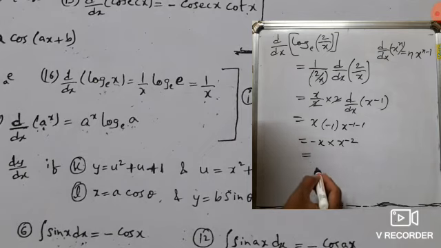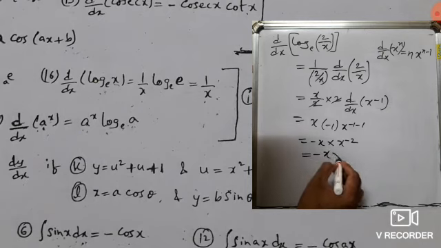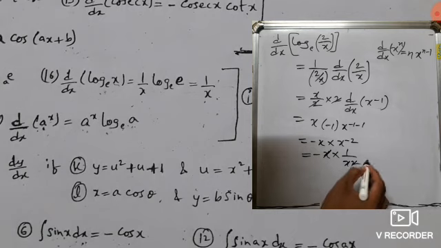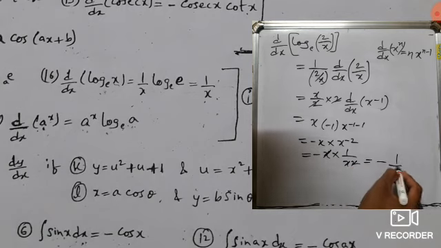So what will the answer be? It will be minus x into 1/x square. It will be minus 1/x. This is the answer.